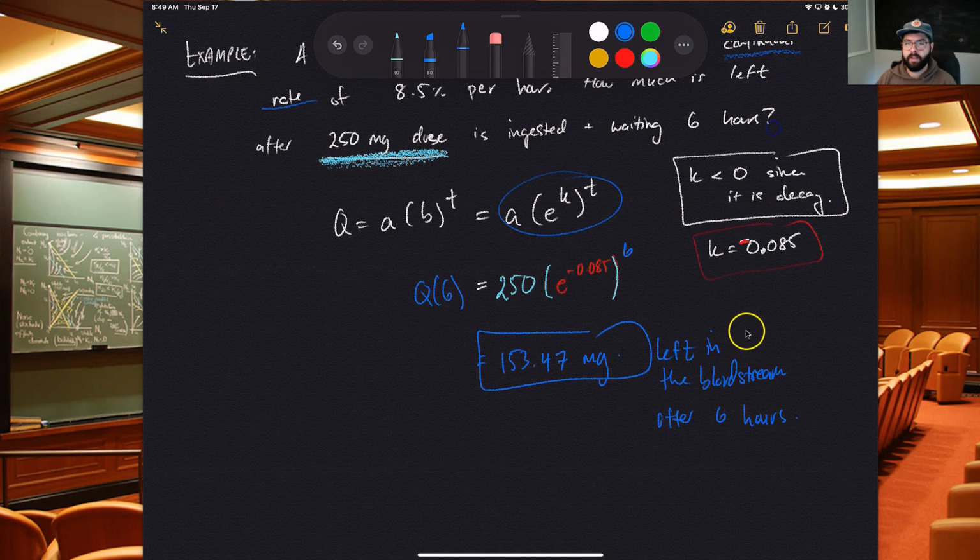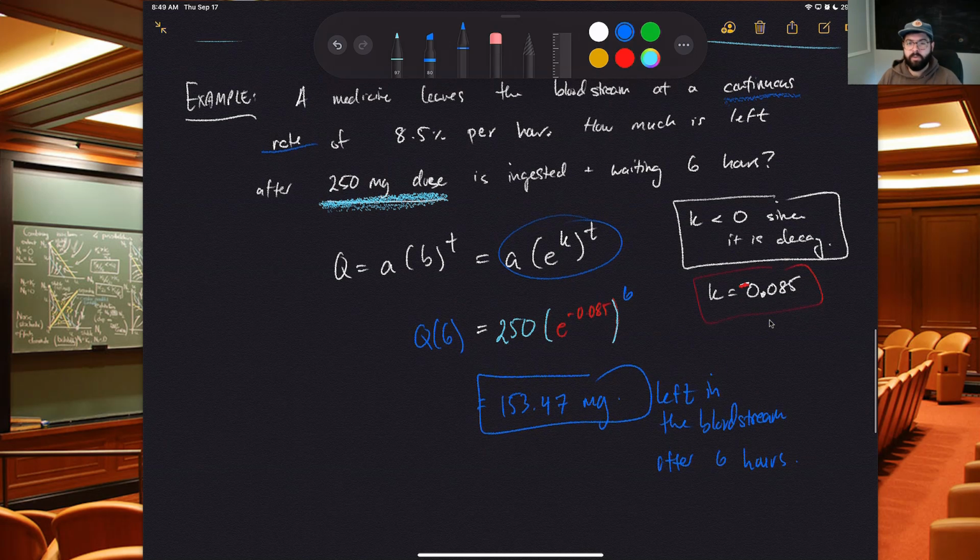So this is how we'd use k. Since we noticed that it was decay, it's going to be negative. What that value is, we put it in decimal form and attach a sign to it. So this is different with the b equals 1 plus r kind of system of finding your growth factor based on the rate. Here the rate kind of sits up in e's exponent, and that becomes that continuous decay rate.